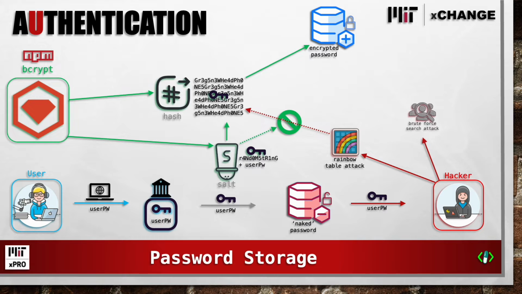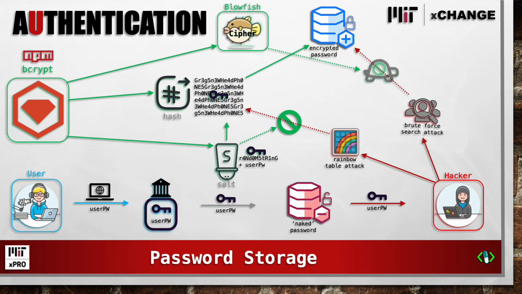The hacker could then try a brute force search attack. Bcrypt provides a Blowfish cipher to slow the hacker down. Our users' passwords are salted, hashed, and then stored in our encrypted database so that they can have a secure transaction. Sorry, Mr. Hacker.